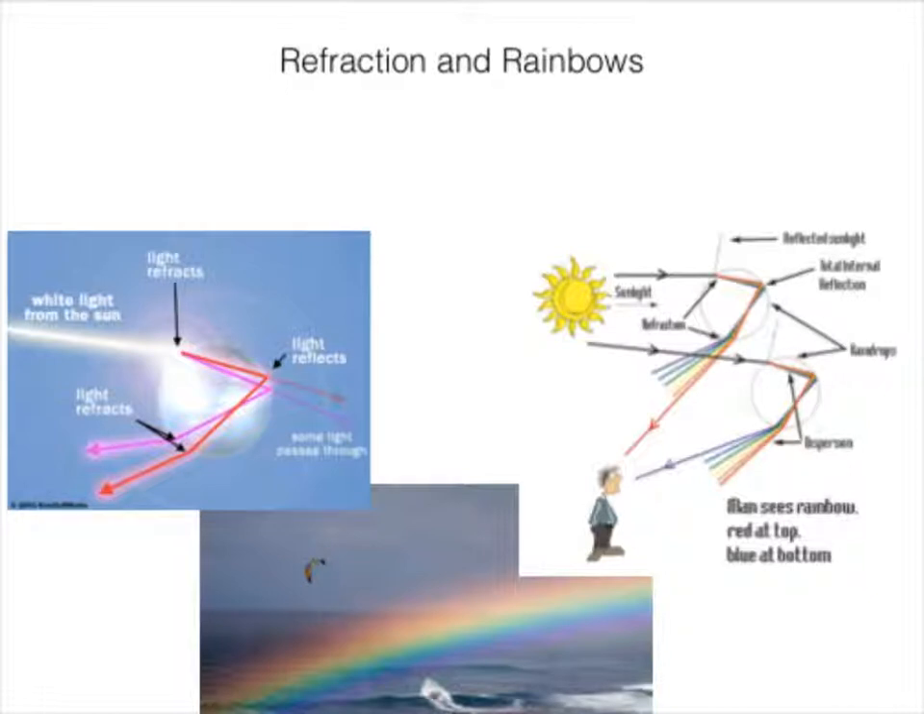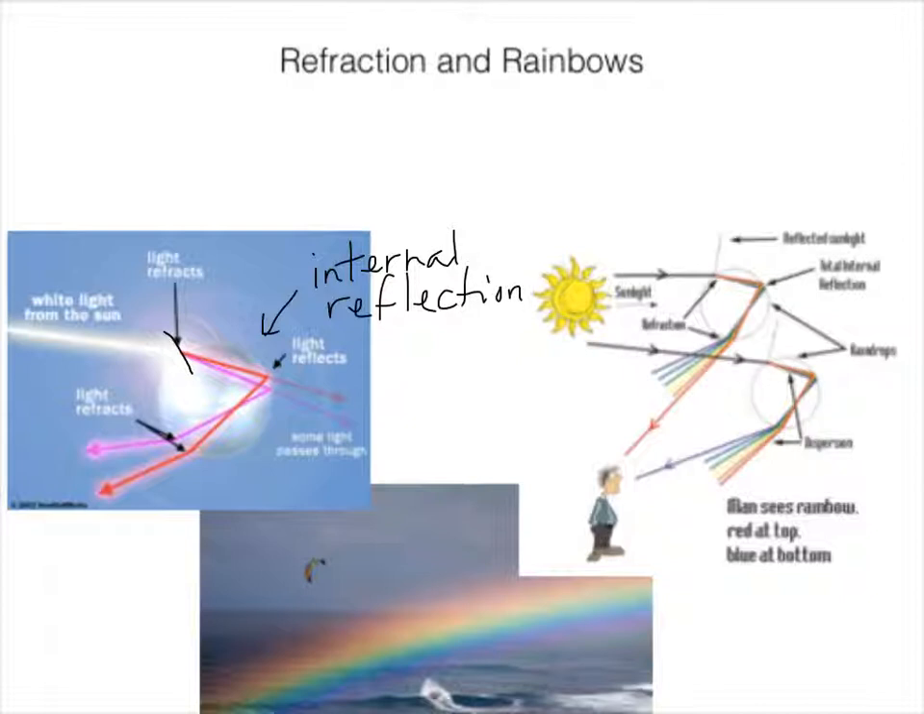And just like with the case of the prism, when the light wave enters that water droplet, it's going to bend toward the normal when it slows down. Now, something extra happens in a water droplet because the light wave actually does what we refer to as internal reflection.